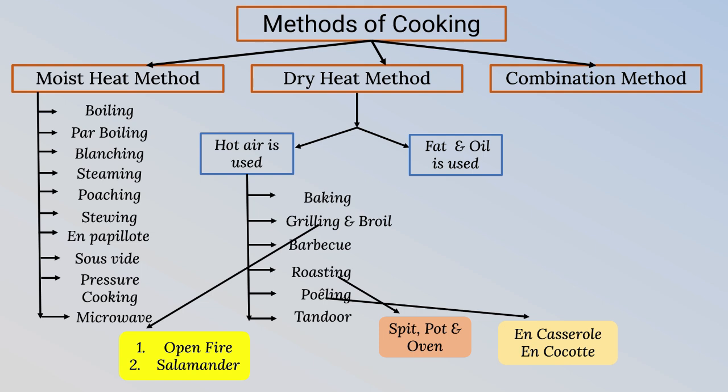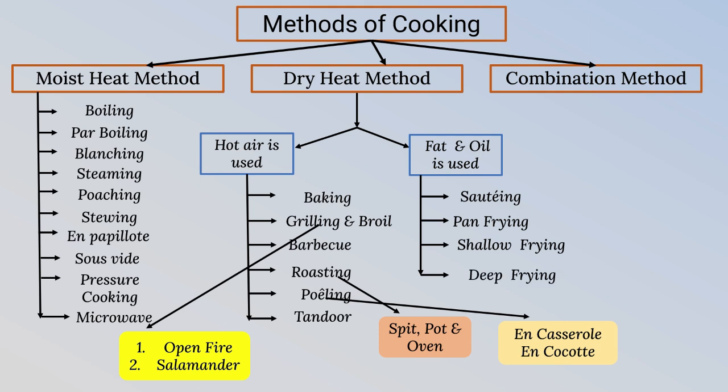Now, under fat and oil as the medium, what are the methods? Sauteing. You may not have heard this term before, however we are going to explain it very clearly. Pan frying will definitely be explained. Shallow frying, and then deep frying. So these are the methods normally followed and very popular under fats and oils as a medium.